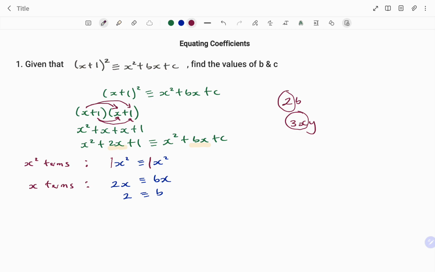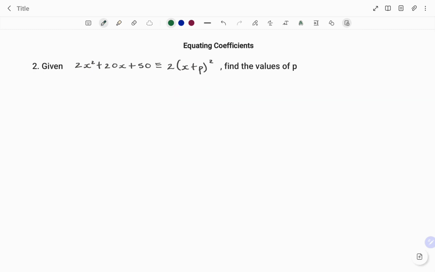If we go to the constant term, I'm going to take out the terms in x. On the left-hand side we have plus 1 and on the right plus c. So writing that out, we have 1 is equivalent to c. Therefore, b is equal to 2 and c is equal to 1. Let's look at the next example.